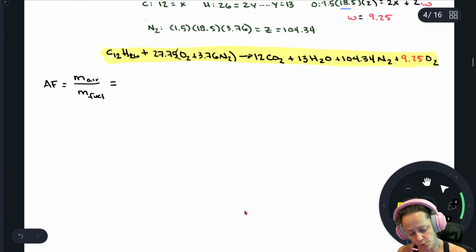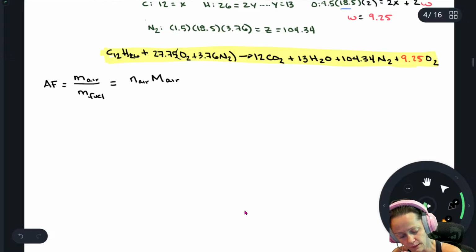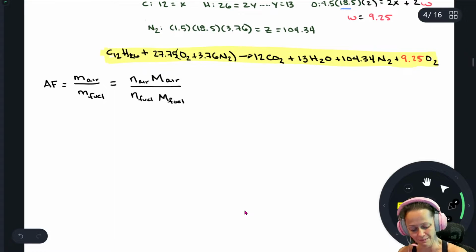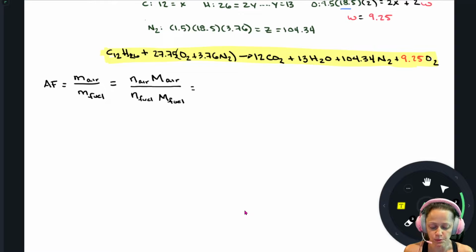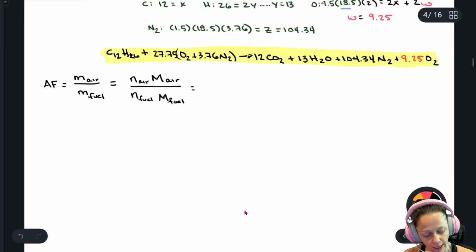So this would be the number of moles of air times our molar mass of air. That would give me mass, right? And then the number of moles of fuel times our molar mass of the fuel. Can I spell fuel? I don't know. Okay. So the number of moles of air.